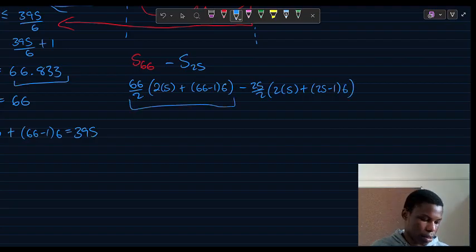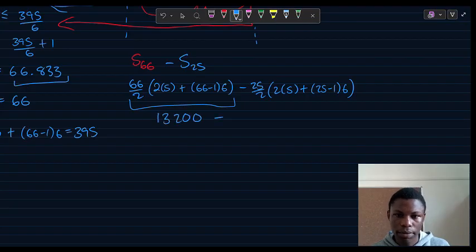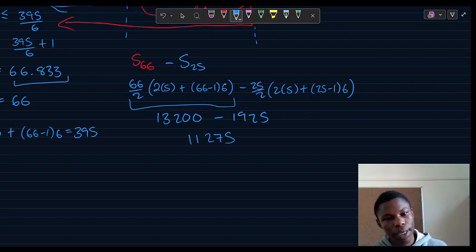Let's simplify this part first. That's 66 over 2 times 2 times 5 plus 65 times 6, which is 13,200, minus 25 over 2 times 2 times 5 plus 25 minus 1 times 6, that's 1925. We subtract that from 13,200, and we get 11,275. I hope that makes sense.